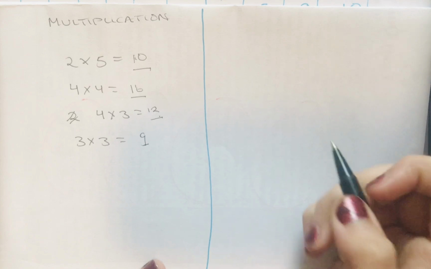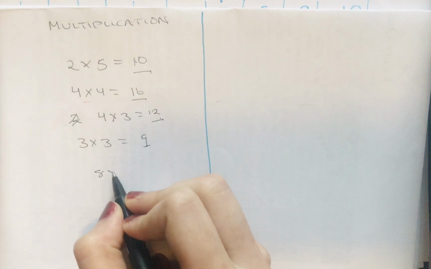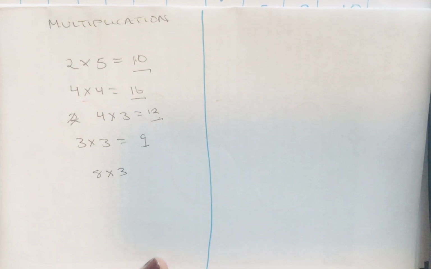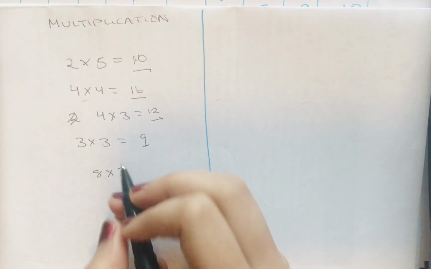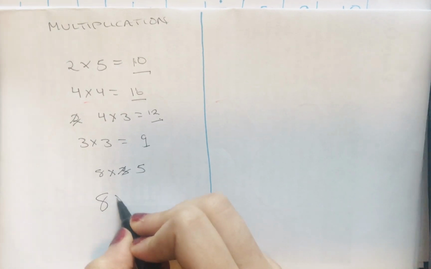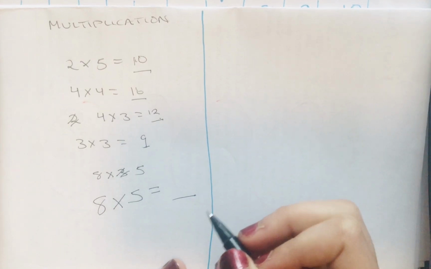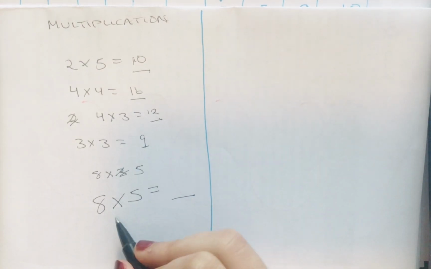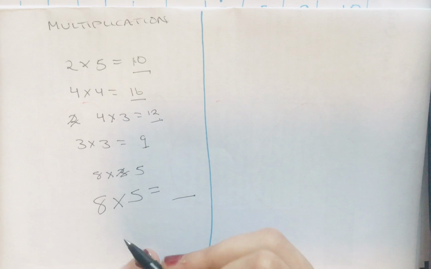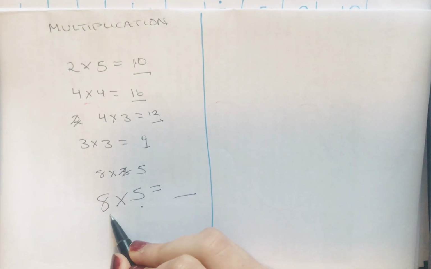Another way you could do this is, let's say, 8 times 3. Or we've used 3 so many times, so let's use 8 times 5. Let me write it down again. 8 times 5 is equal to, now if you don't want to use counters, you want to use drawings, you would draw 8 circles in 5 groups. So 5 groups of 8 circles.